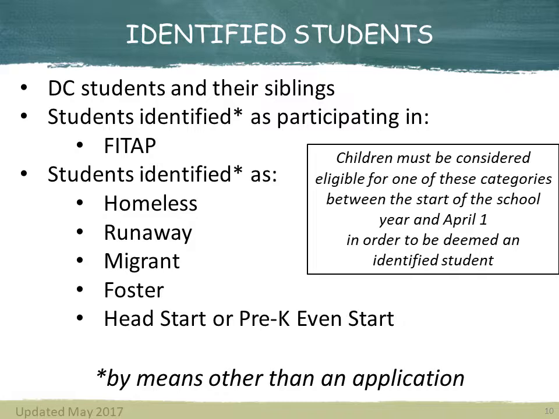And then also any students that are identified as FITAP by means other than an application. I really doubt you're seeing a whole lot of that, if any. And then students identified as homeless, runaway, migrant, foster, or Head Start or Even Start by means other than an application. So if you have a foster child where all you have is a paper application from the household where someone has checked foster, that is not an identified student.